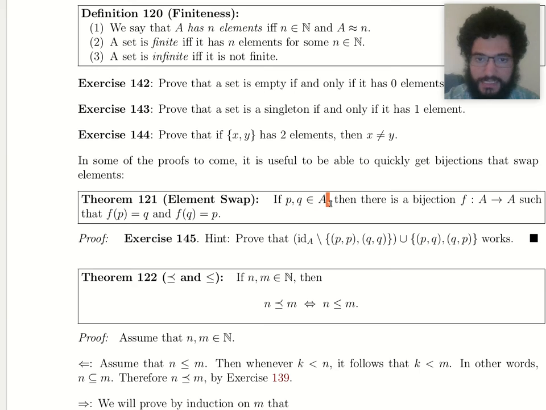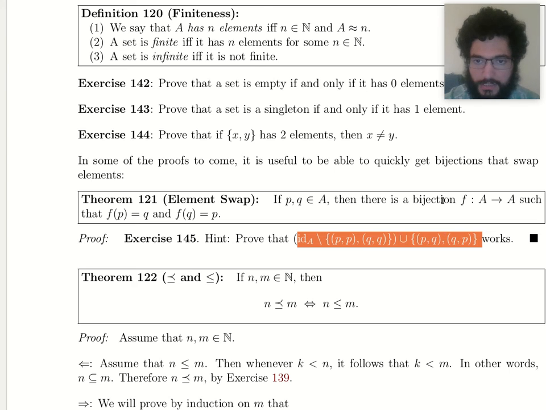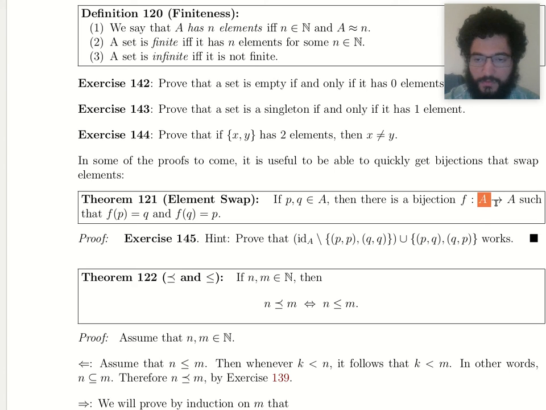So if you've got a set and two elements p and q, then you can take the identity on the set and then delete the parts where p goes to p and q goes to q and throw in the swapping rule. Then the result here will be a bijection from the set to itself that swaps things as it's supposed to. So that gets us out of having to do a lot of work.